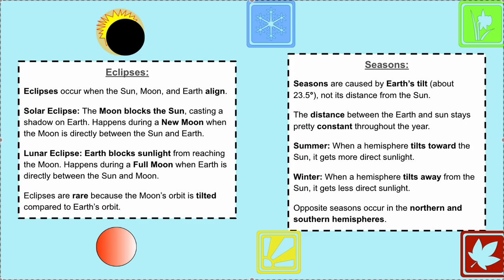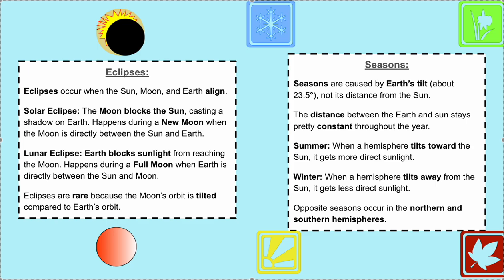On the other hand, a lunar eclipse happens when the Earth is between the sun and the moon, blocking sunlight from reaching the moon. This occurs during a full moon when the Earth is directly between the sun and the moon. Eclipses are rare because the moon's orbit is tilted compared to Earth's orbit around the sun, so perfect alignment doesn't happen every month. Now let's talk about seasons.